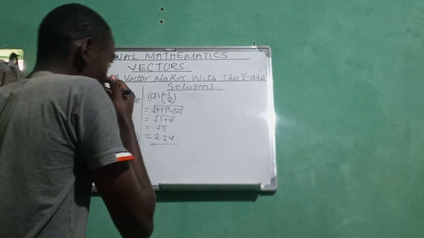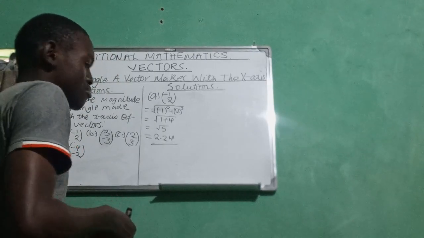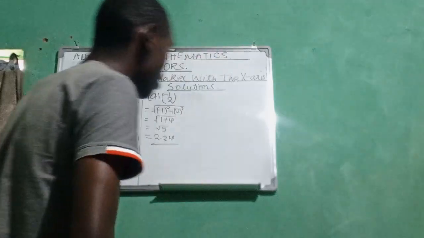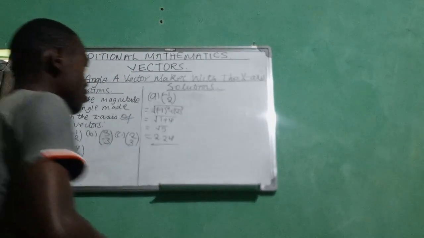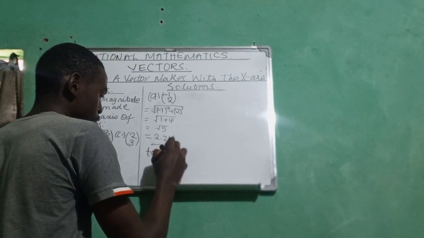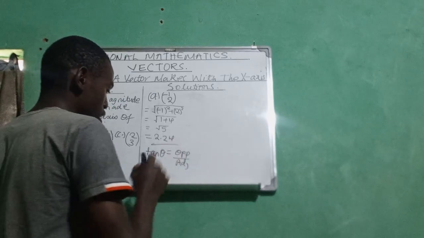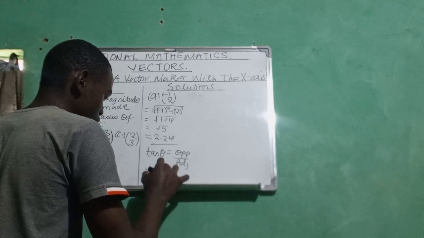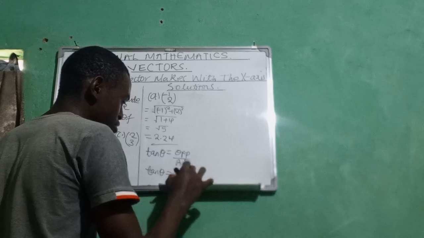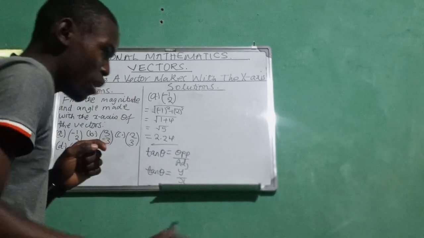So for the angle, we always use tan theta. If you're confused about how to go about this, this is the formula we use. We say tan theta is equal to opposite over the adjacent. Therefore, tan theta is equal to the y component divided by the x component. Why do we say that?